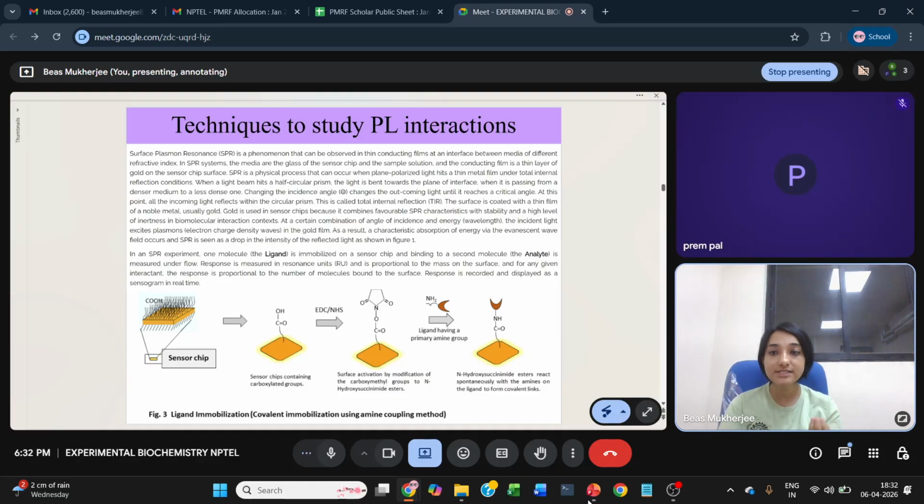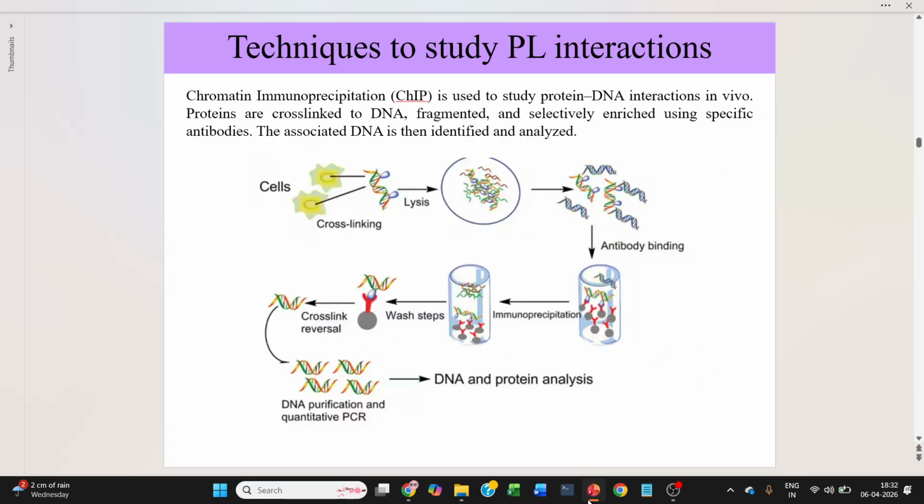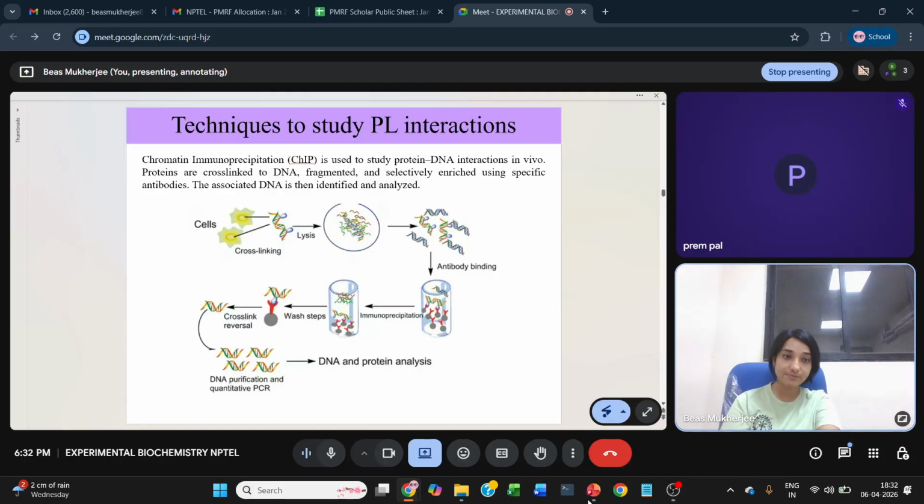So how is this ligand immobilization done? Covalent immobilization using the amine coupling method. That is explained for you. So that is it about SPR.